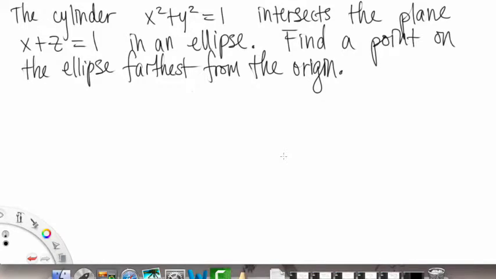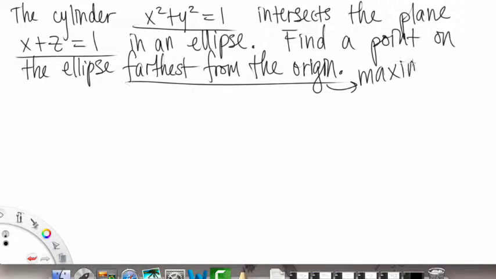For this problem it says the cylinder x squared plus y squared equals 1 intersects the plane x plus z equals 1 in an ellipse. Find a point on this ellipse farthest from the origin. So here we have two equations given, and we're supposed to find where on this ellipse of intersection that is farthest from the origin. So here, farthest from the origin means we are trying to maximize the distance, right? So we're maximizing some kind of distance here.